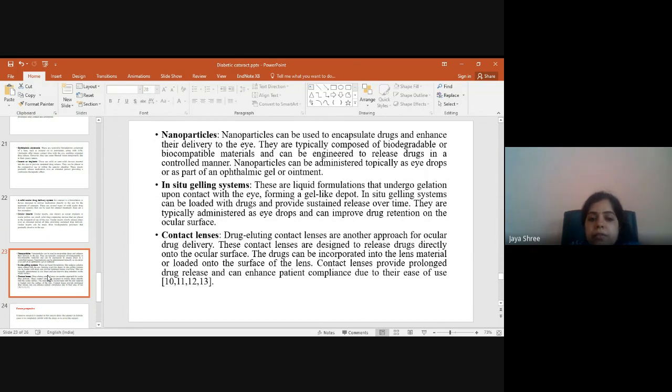And contact lenses are there. Drug eluting contact lenses are another approach for ocular drug delivery. These contact lenses are designed to release drug directly onto the ocular surface. The drug can be incorporated into the lens material or loaded onto the surface of the lens. Contact lenses provide prolonged drug release and can enhance patient compliance due to their ease of use. So these are the different drug delivery systems.